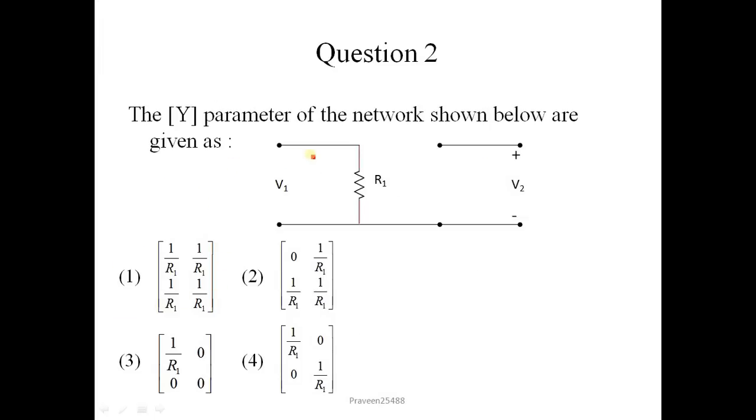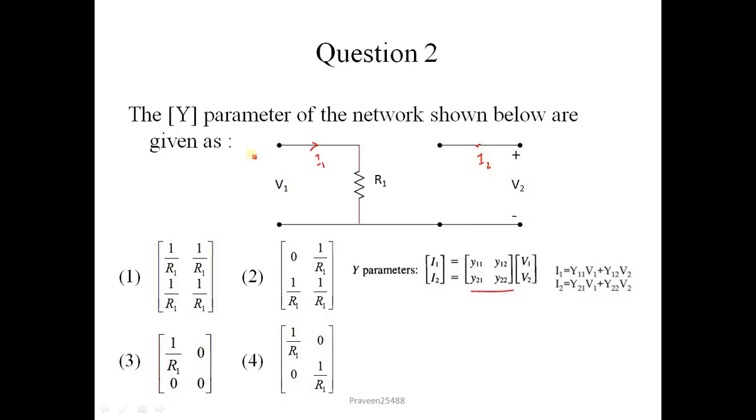The Y parameter of the network shown below are given as. So Y parameter is given as. So we have to calculate this matrix. Here we assume that this is the current I1 and this is I2. Okay, so here is the plus minus. We try to write the equation for the given circuit by applying KVL.